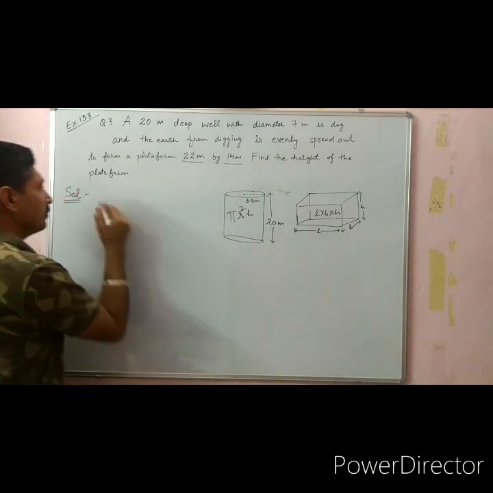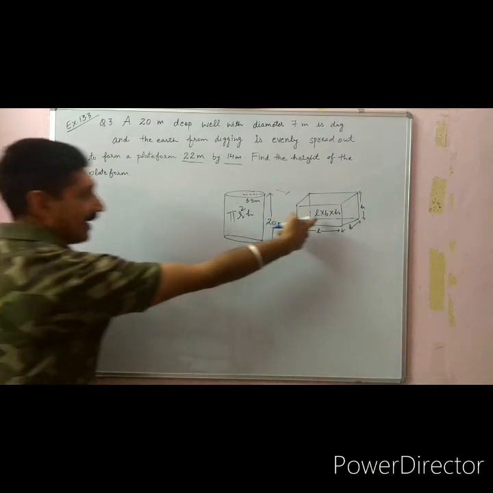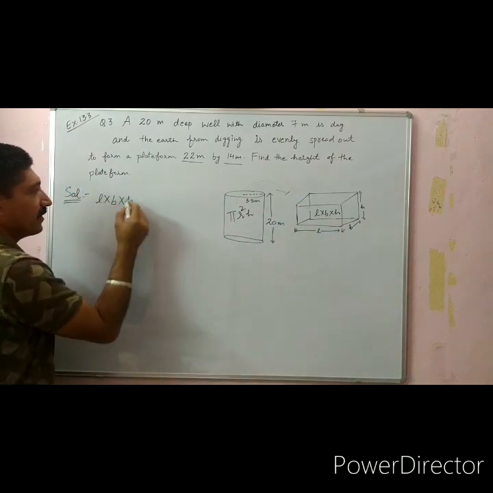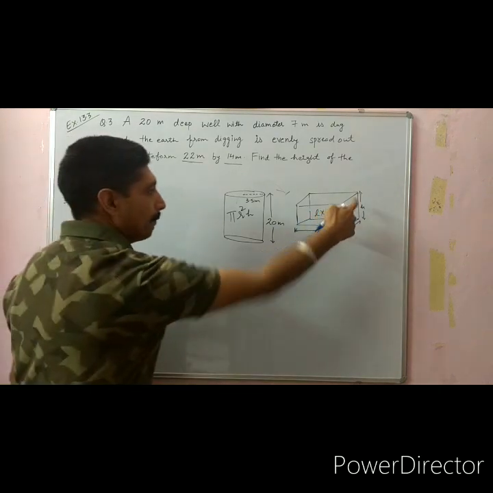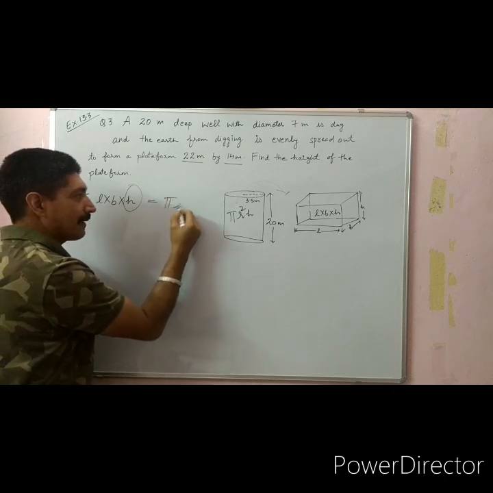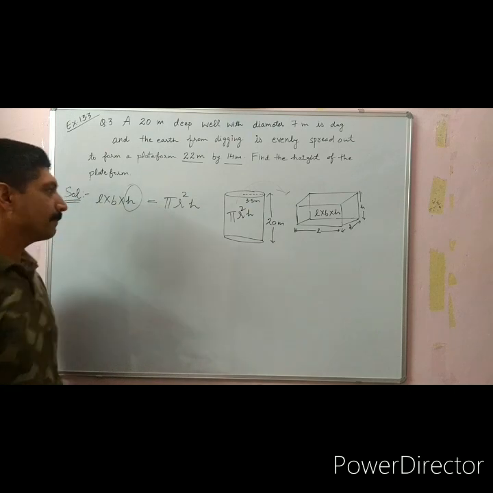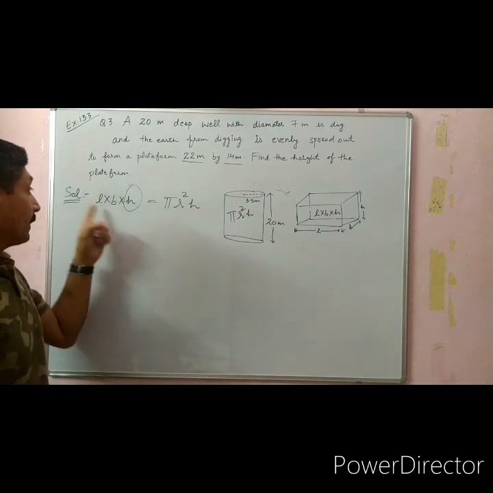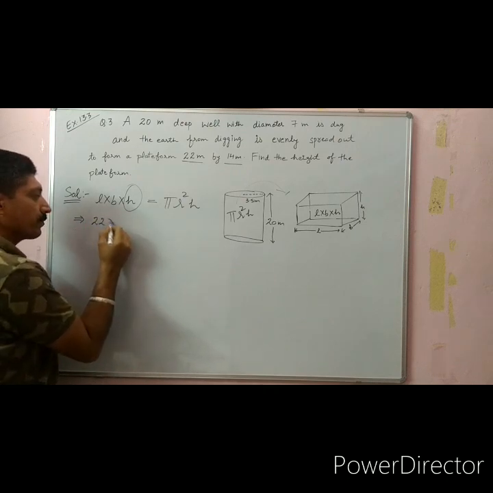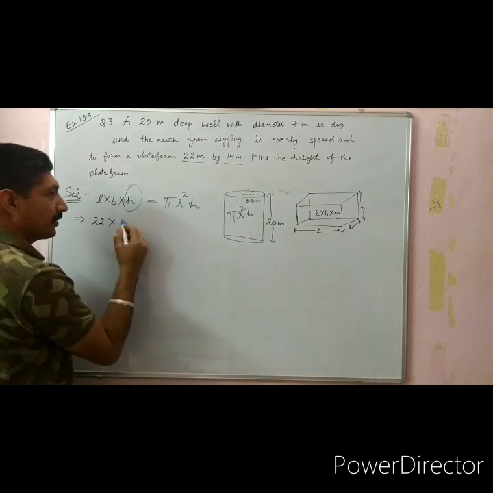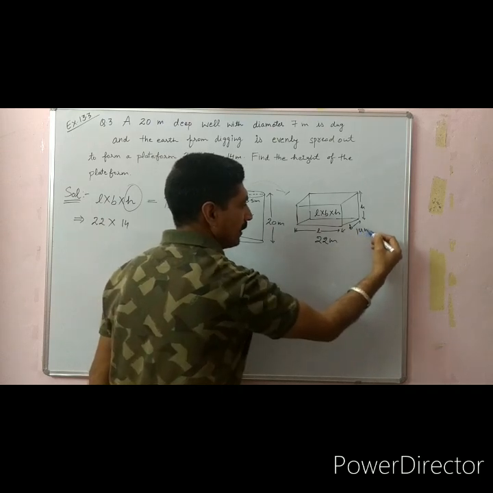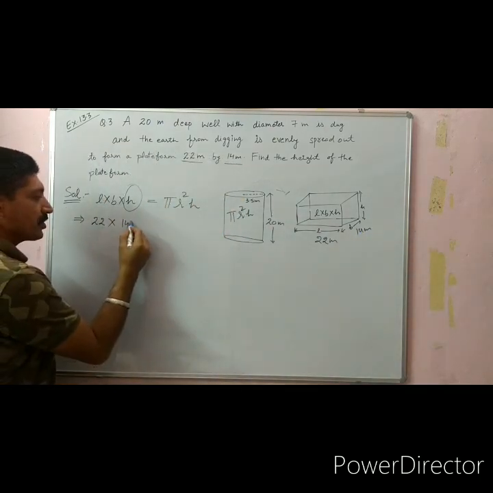We have the volume, that is pi r square h, and LBH. Let's take LBH on the left hand side, because we are interested to find the height of the platform. So the volume on both sides is the same. So here L is equal to 22, width is 14. Here this is given 22 meter and width is 14 meter, and H we want to find.